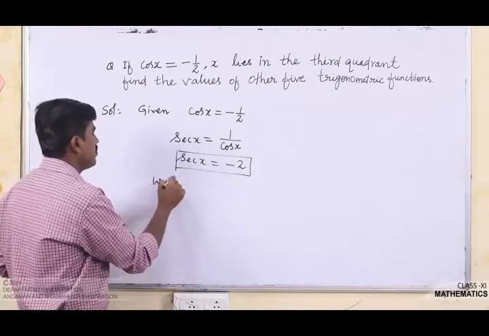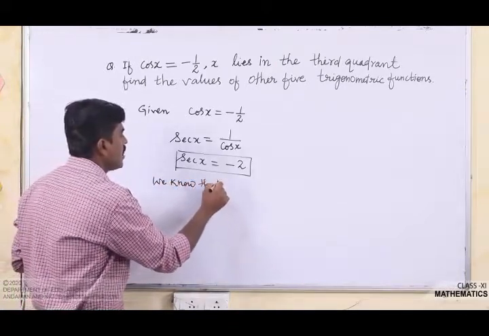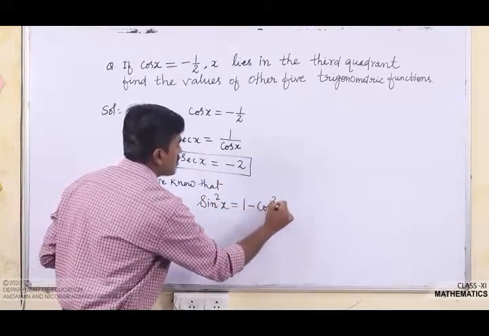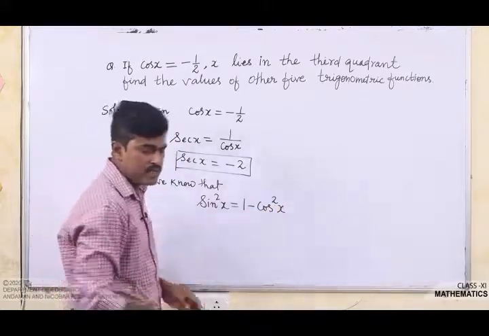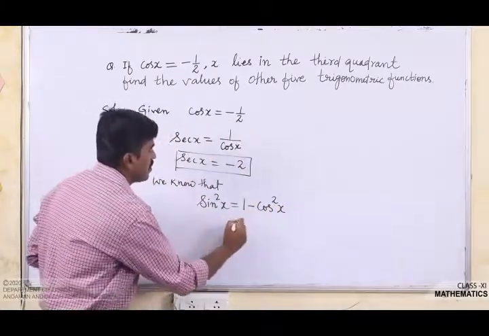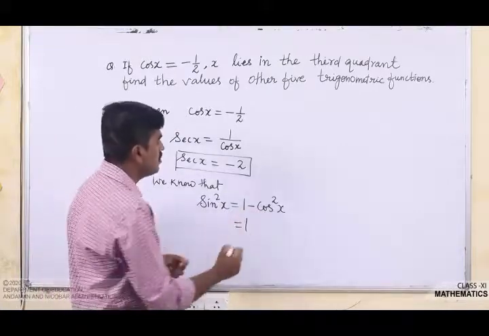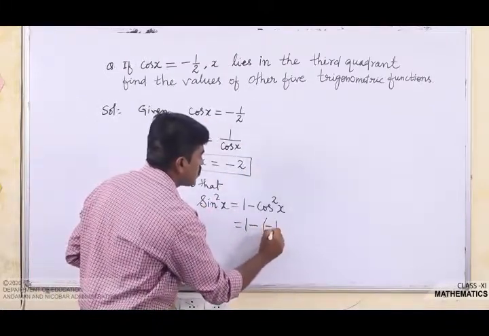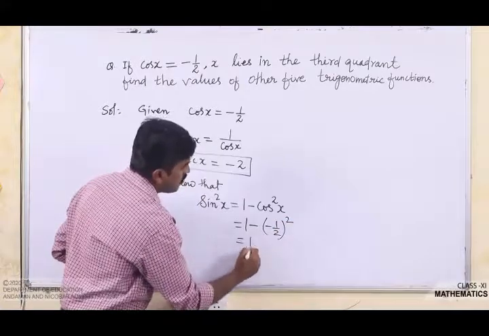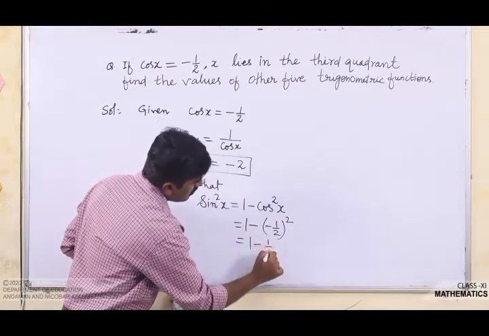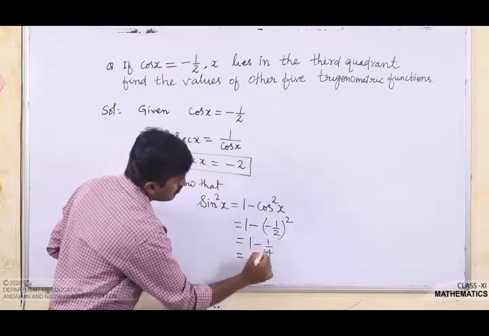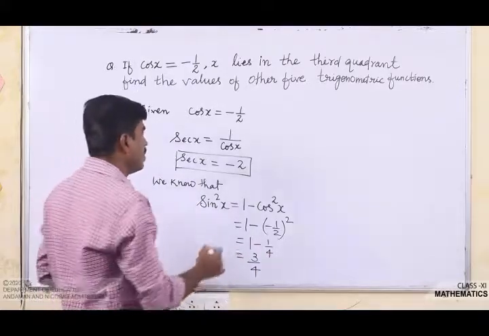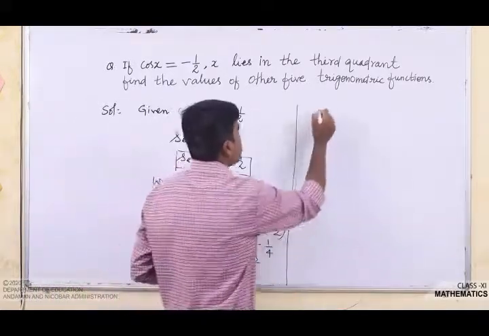We know that sin square x is equal to 1 minus cos square x. So, just put the value of cos x here, that is 1 minus, what is the value of cos x? It is minus 1 by 2. So, minus 1 by 2 whole square. So, it will be 1 minus 1 by 4, that is equal to 3 divided by 4. 4 minus 1, 3 divided by 4. So, we got sin square x is equal to 3 by 4.